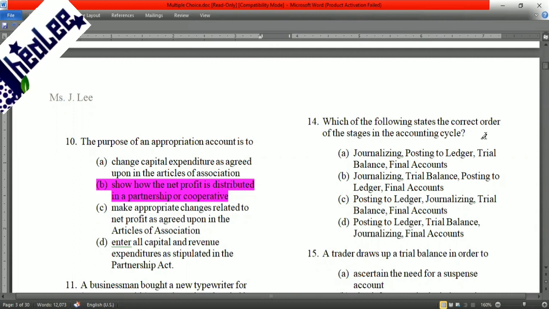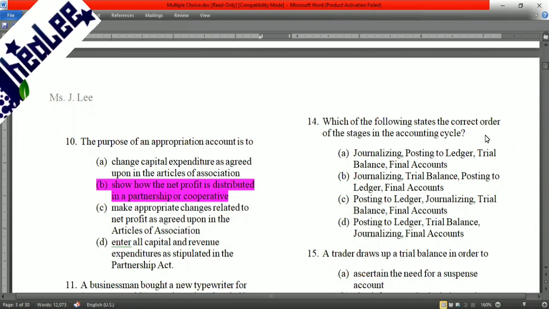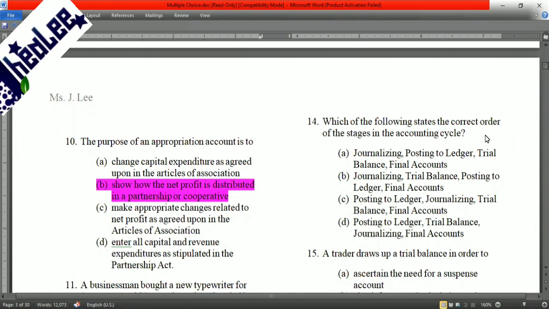Then you use those balance to take you to the next step in preparing your trial balance. After doing your trial balance, you would then move into your adjustments and closing entries. That's the next step. And your final step is to do your final accounts. And this is where you do your income statement, your balance sheet, etc.